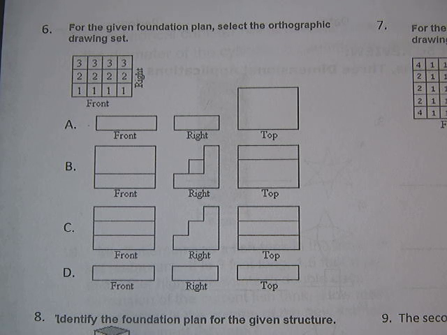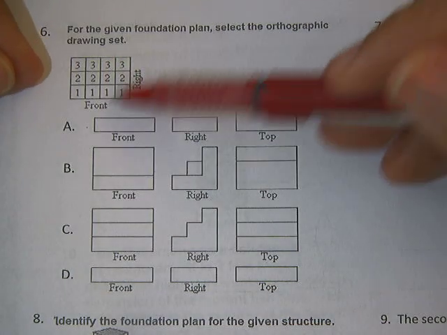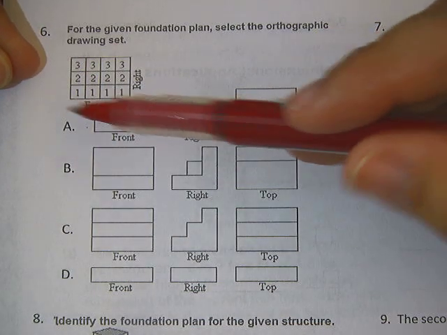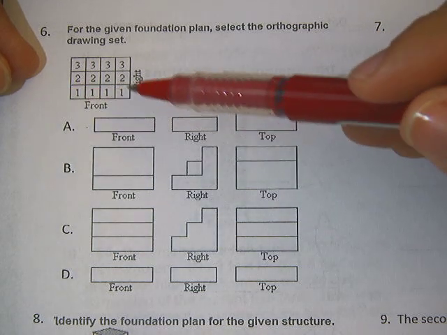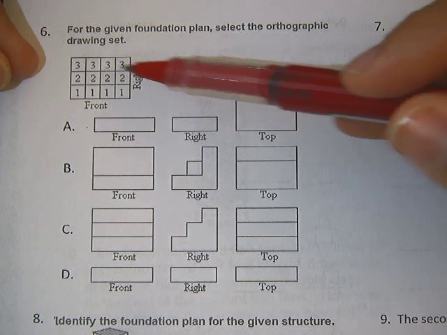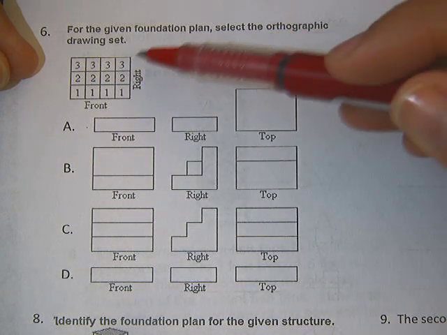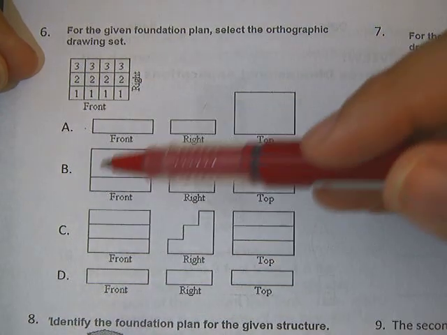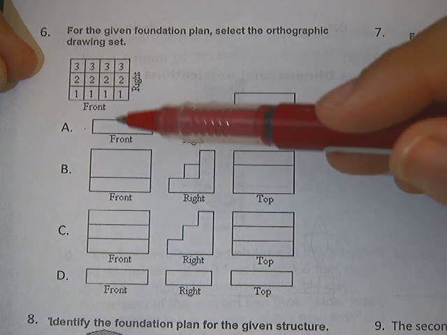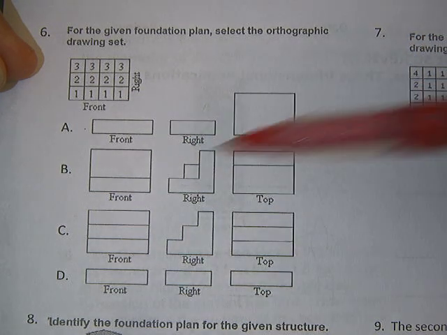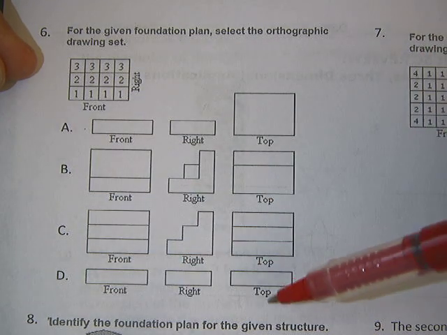In these next few problems, we're going to look at different representations for 3D shapes. First of all, we have the foundation plan right here that tells you here's the front, there's one cube in each of these, there are 2 cubes there, 3 cubes in a row there, and this is the right side. And then we have to check from the orthographic drawing set.